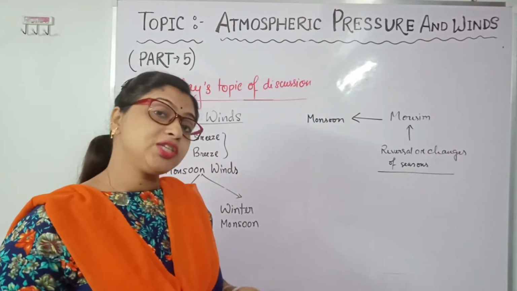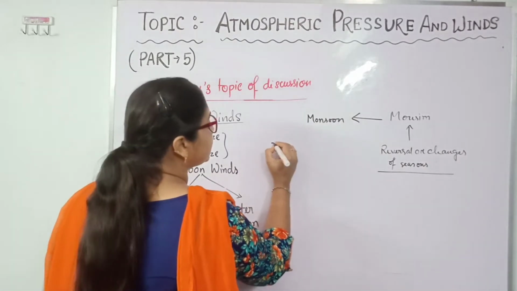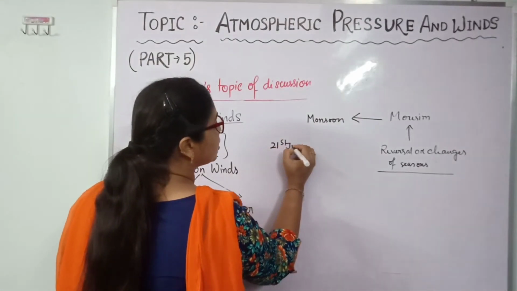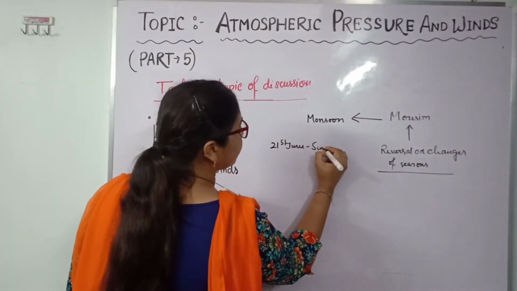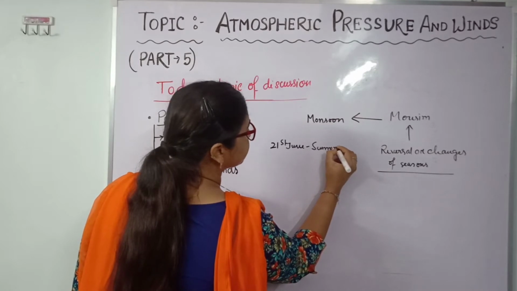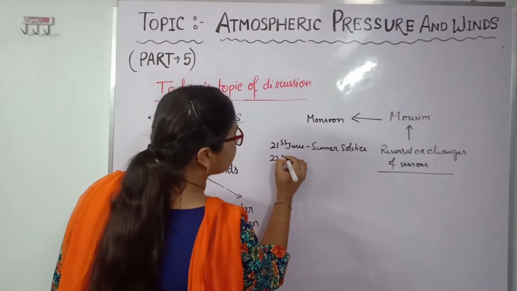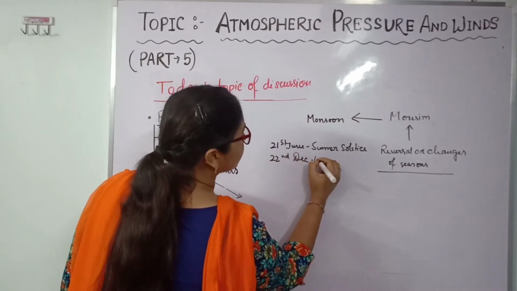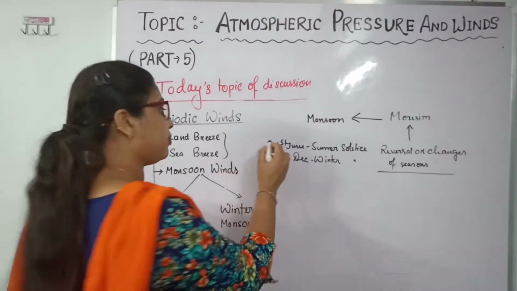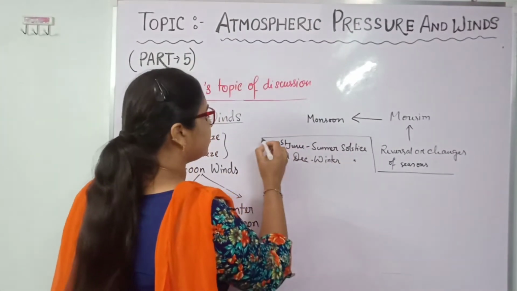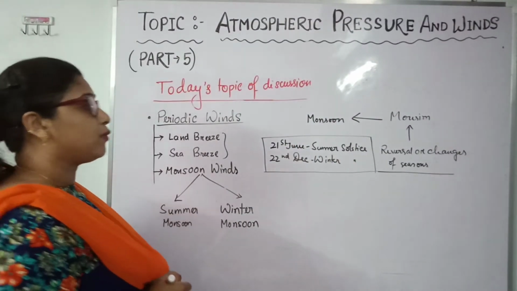In the rotation and revolution chapter, I explained about the solstice. Hope you have remembered that on 21st June there is the summer solstice, and on 22nd December there is the winter solstice. Hope you have remembered this. Now what is the relation between the solstice and the monsoon? Now you have to understand clearly.